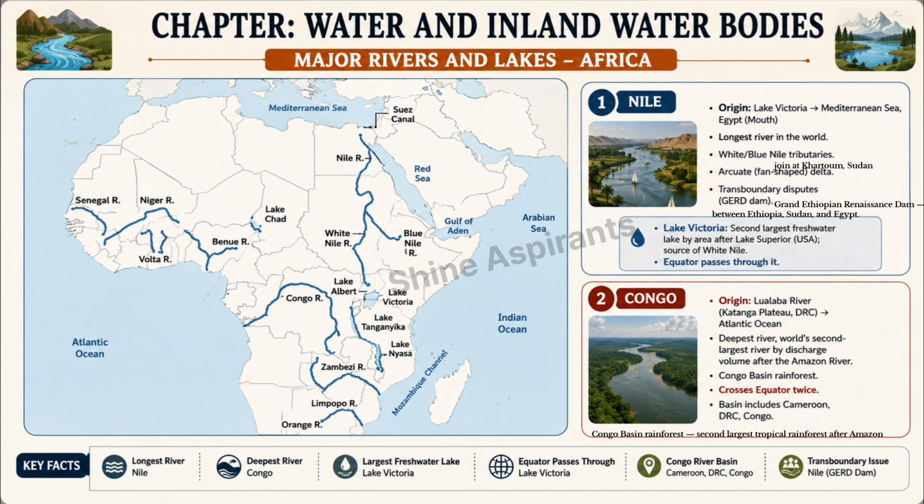Key facts. Transboundary disputes: the GERD, Grand Ethiopian Renaissance Dam, is a major geopolitical flashpoint between Ethiopia, Sudan, and Egypt. Lake Victoria. Second largest freshwater lake by area in the world, after Lake Superior in USA. Source of the White Nile. Equator passes through it, very important UPSC fact.